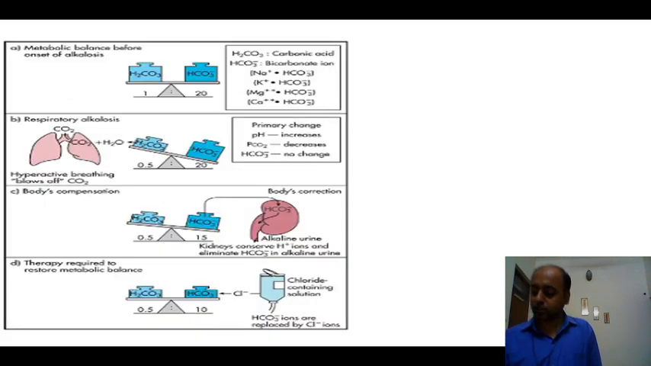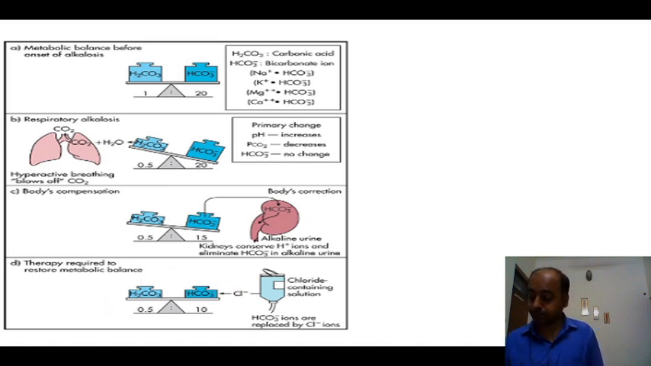So what is happening here? The H plus is decreased, H2CO3 is decreased. So we try to decrease the bicarbonate by the action of the kidney. Ultimately, by providing management from outside with chloride solution, we are able to achieve the correct balance.